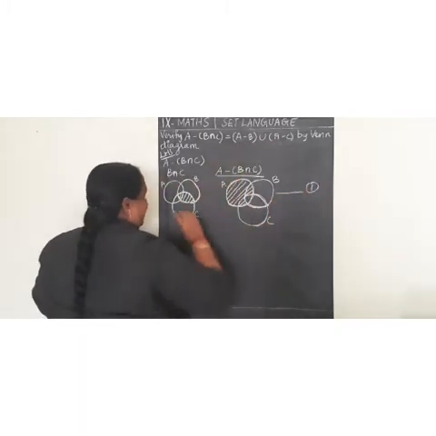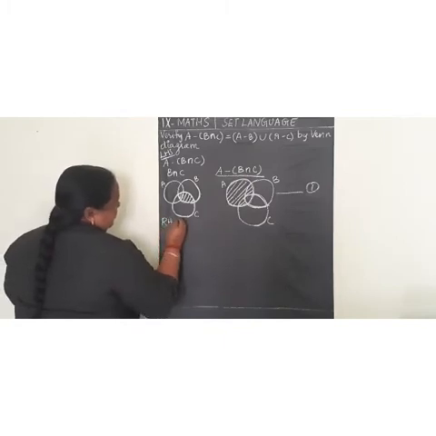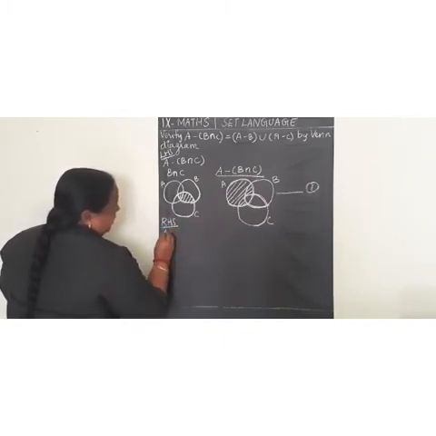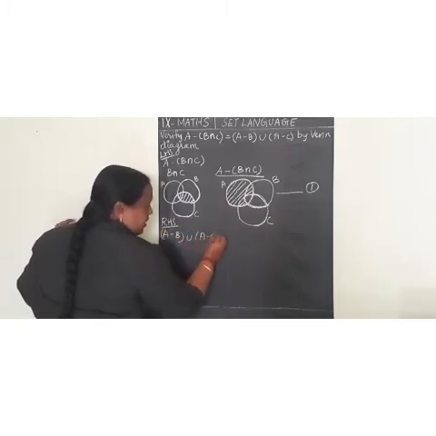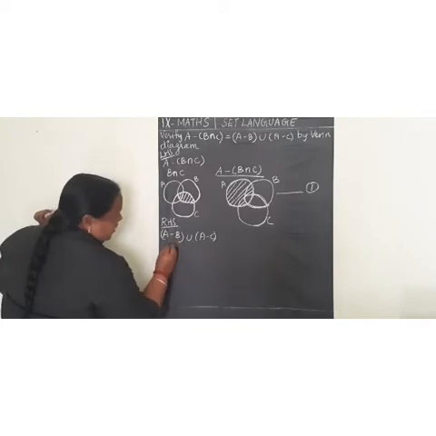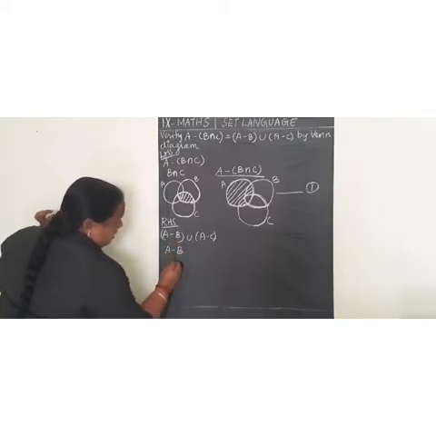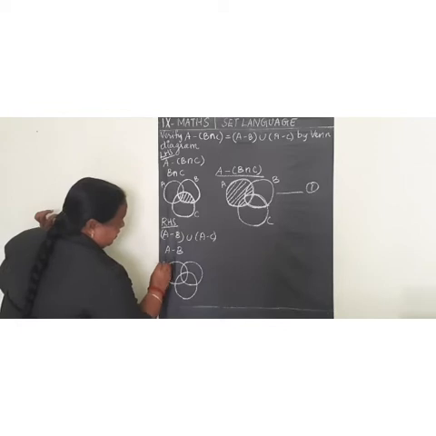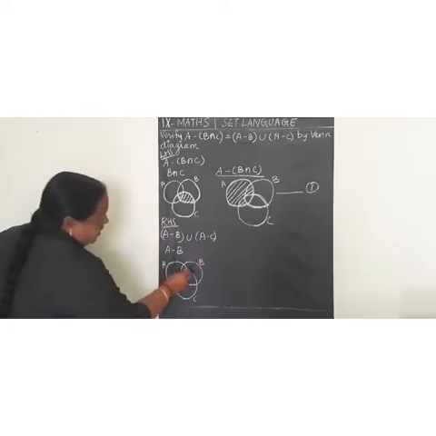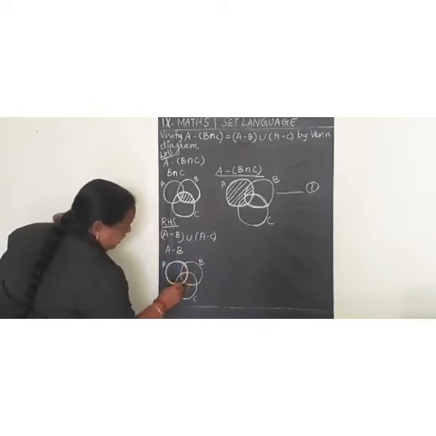Now take the RHS side. RHS is A minus B union A minus C. So first we have to find A minus B. A, B, C. Now for A minus B, in set A we have to take out B. So this part alone we have to shade. This is A minus B.